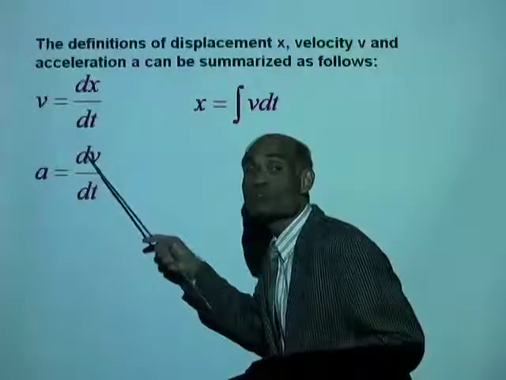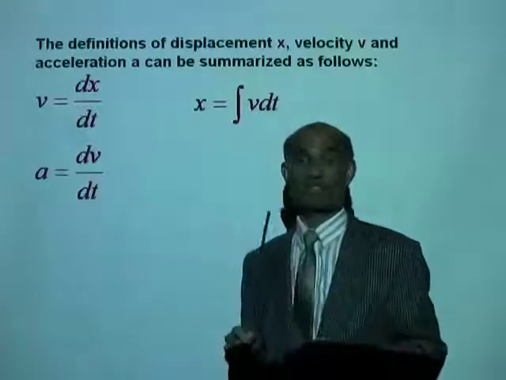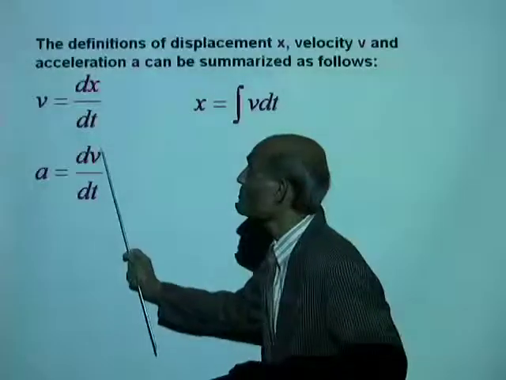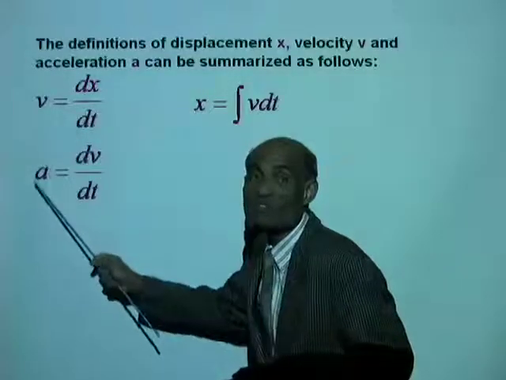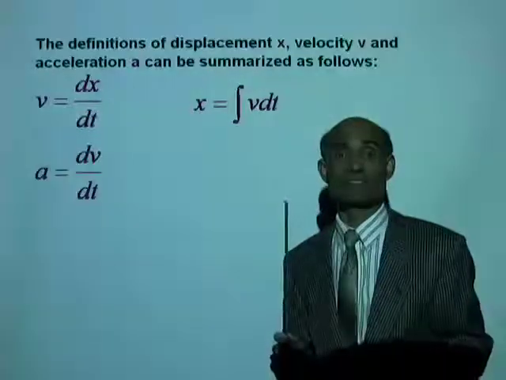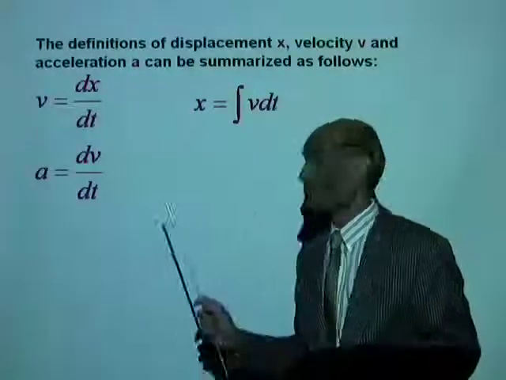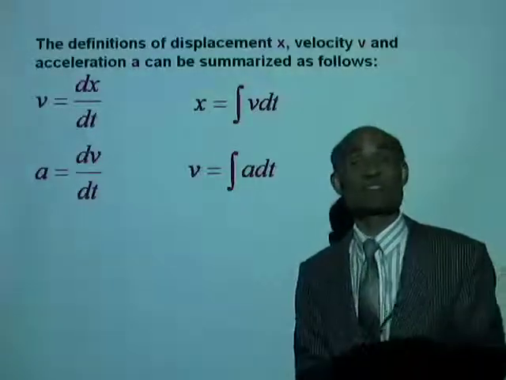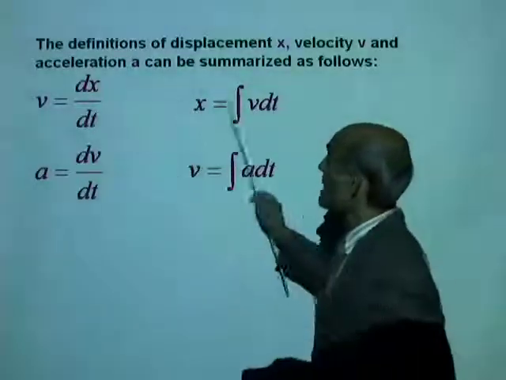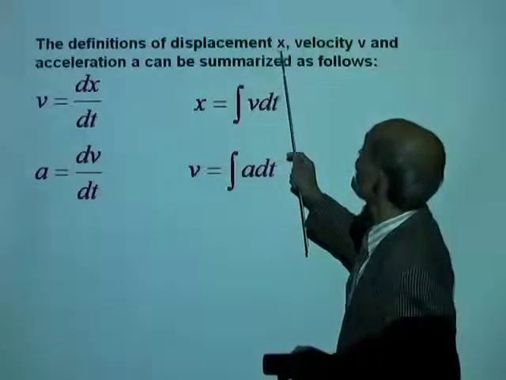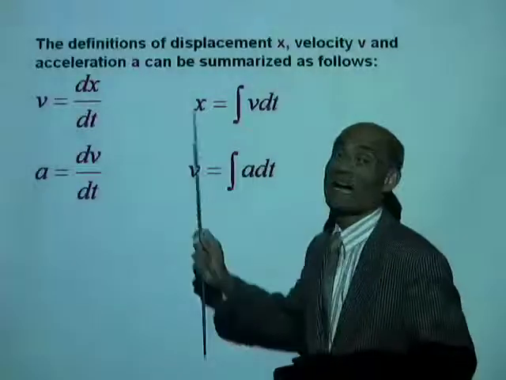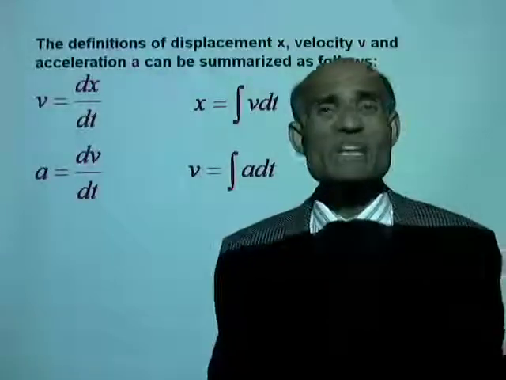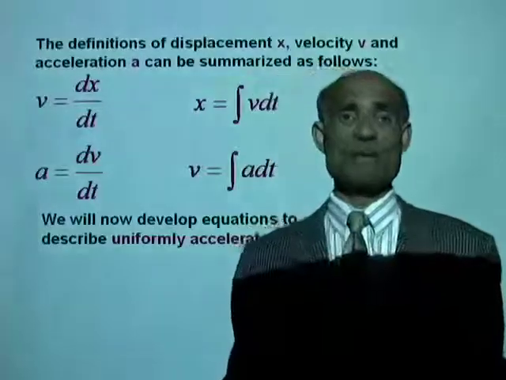Acceleration is the derivative of the velocity function. Alright, can you write a similar relation here? How can you obtain the velocity function if you know the acceleration function? Alright, velocity function is obtained by integrating the acceleration function. Well, this is the summary of displacement x, velocity v, and acceleration a, and you must be familiar with this. It will be easier to solve problems this way.